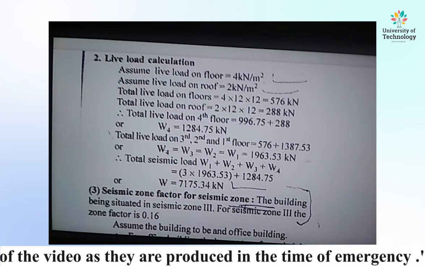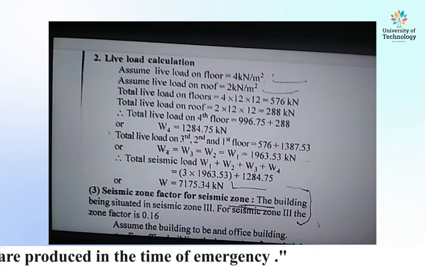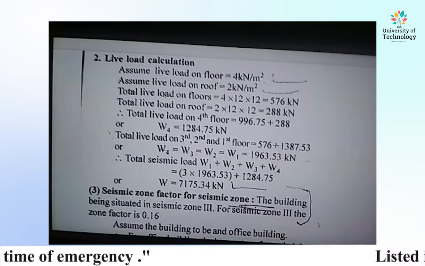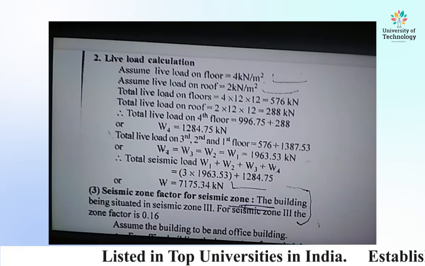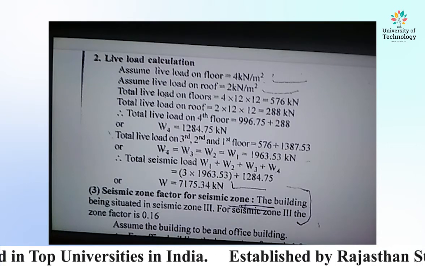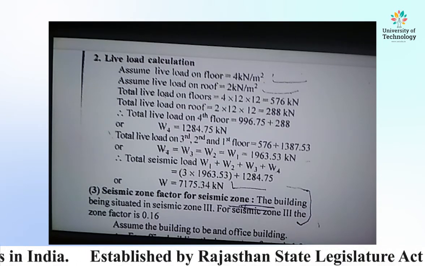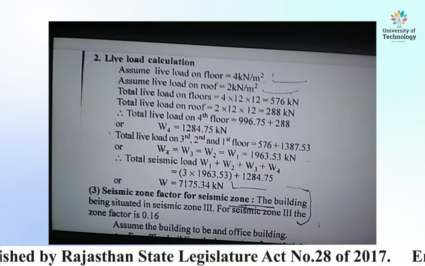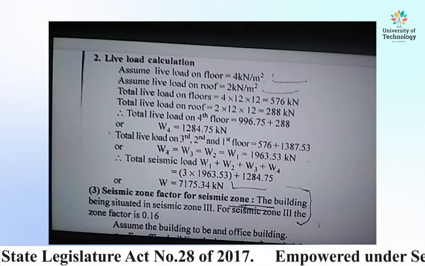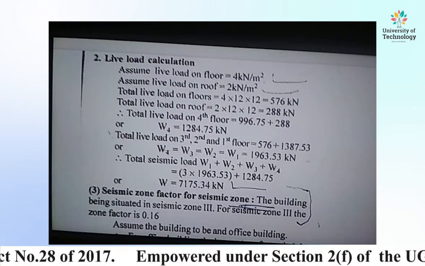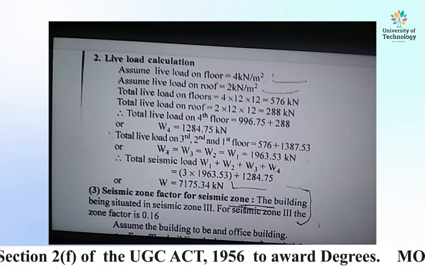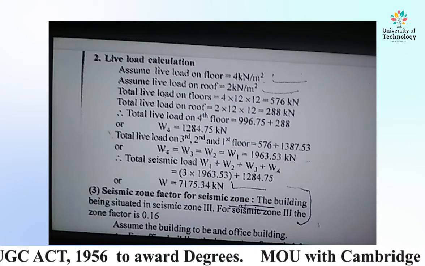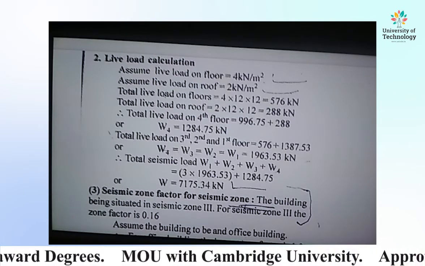It can be assumed also. Okay, so assume the live load on the roof. The live load on the roof is just half of the floor. Okay, total live load on the floor is 4 into 12 into 12, equal to 576, and total live load on the roof is 2 into 12 into 12, 288 kilonewton.